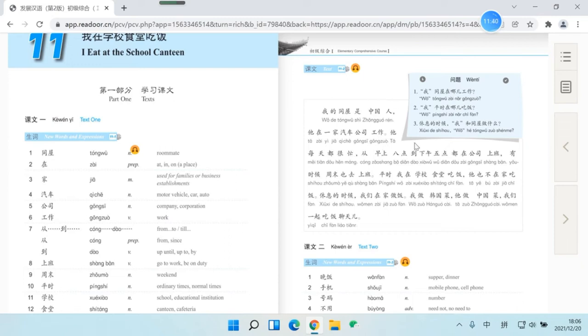他在一家汽车公司工作。他每天都很忙。So he every day all very busy. So he's busy every day, right? 从早上八点到下午五点都在公司上班。So from in the morning 8 o'clock to in the afternoon 5 o'clock, all at company work or be on duty, right? So every day he works at the company. He works at the company from 8 o'clock in the morning to 5 o'clock in the afternoon, right? So please pay attention to the word order.